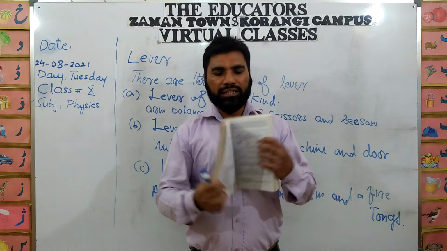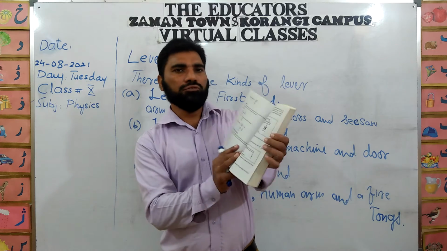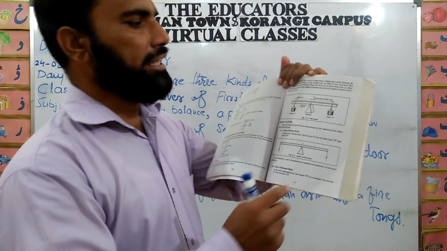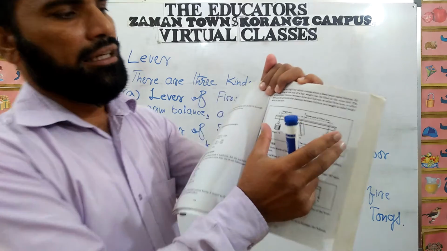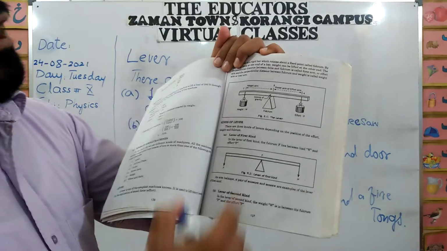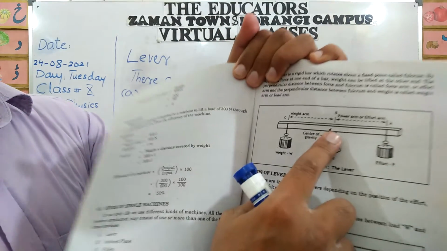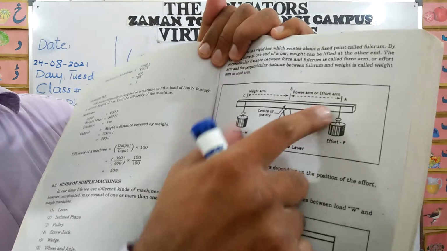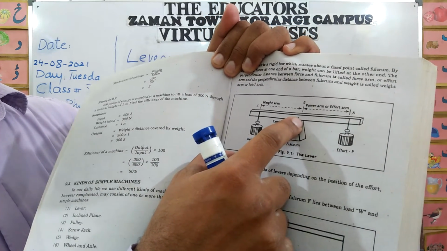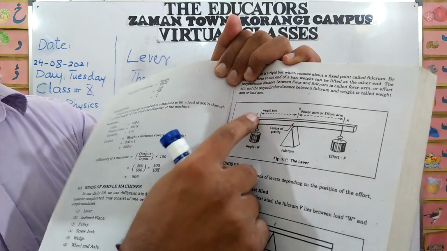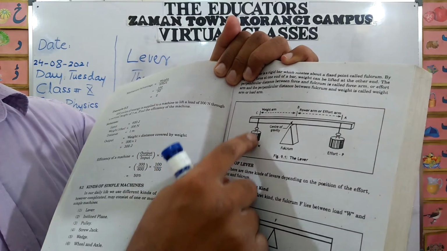Look at the figures in front of you. There is a figure here. This is the rigid bar, and it can rotate about a fixed point. This point is called the fulcrum, and this is the effort arm because it is lifting the load.